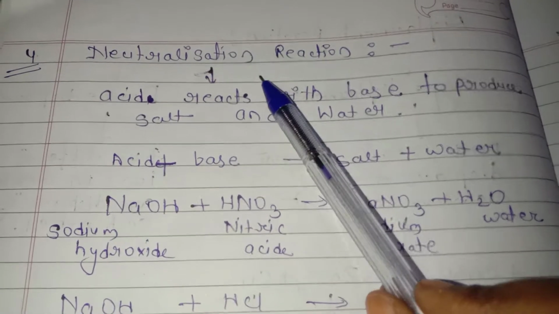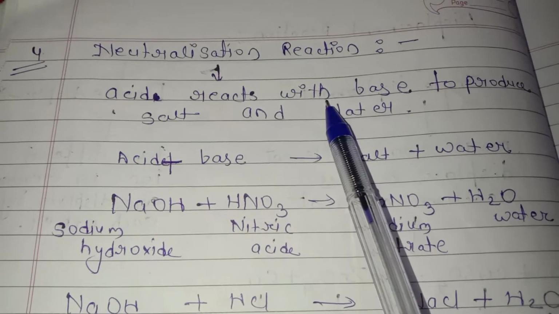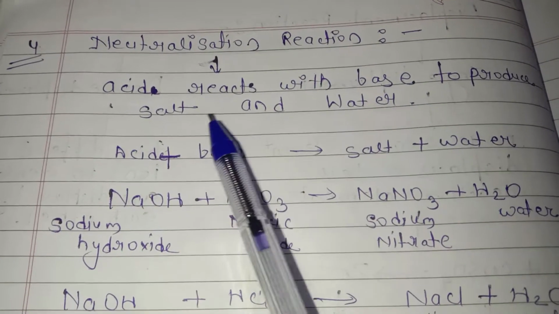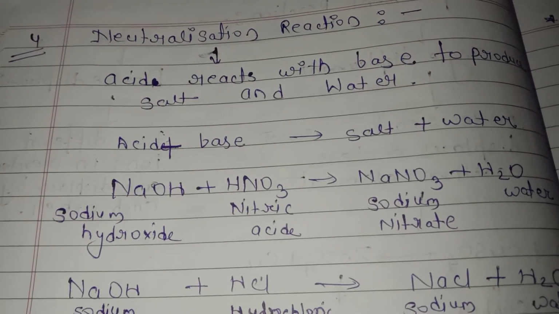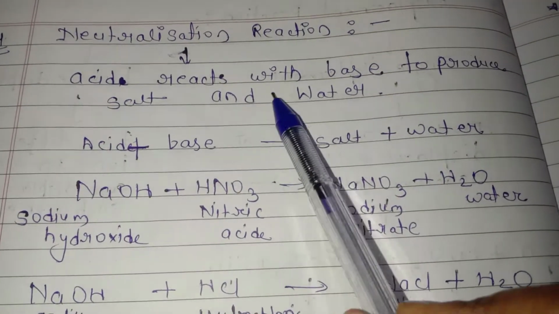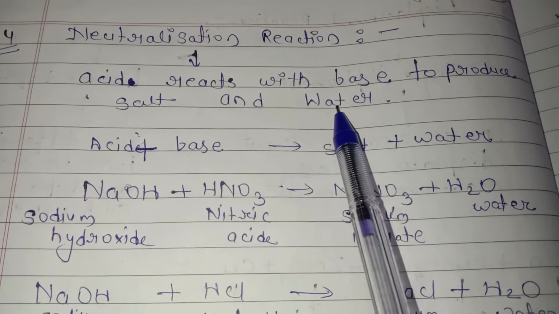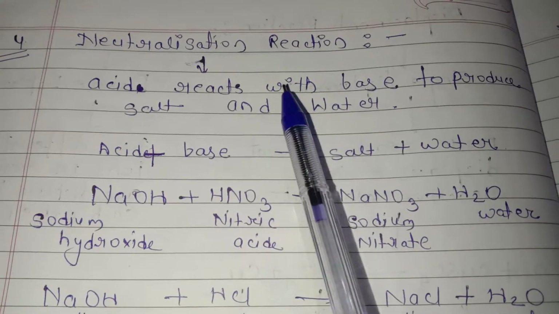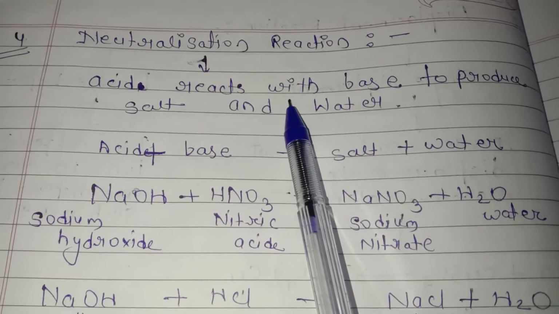Now see what happens in a neutralization reaction. Acid reacts with base to produce salt and water. So in the neutralization reaction, an acid reacts with a base and it produces salt and water. We will study acid and base in the next chapter of your chemistry.